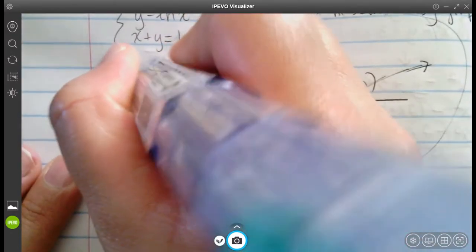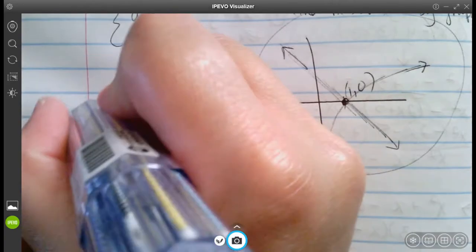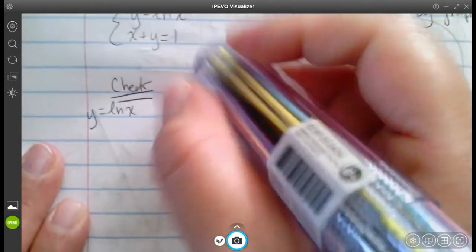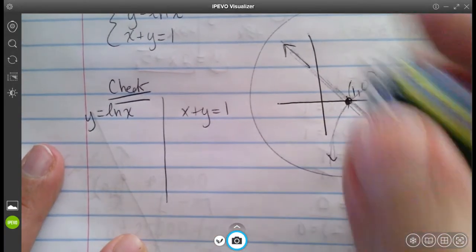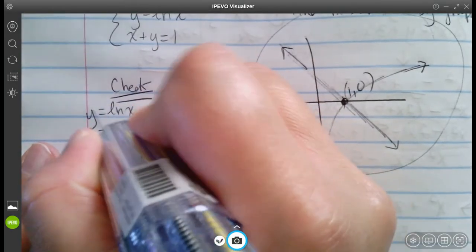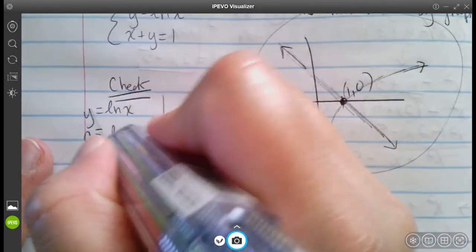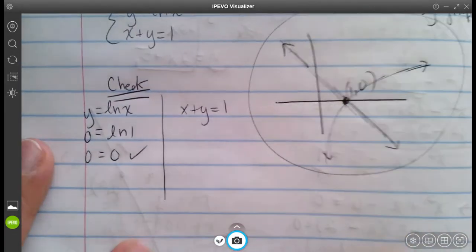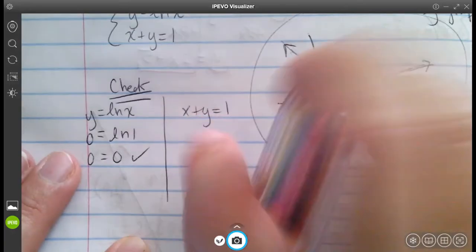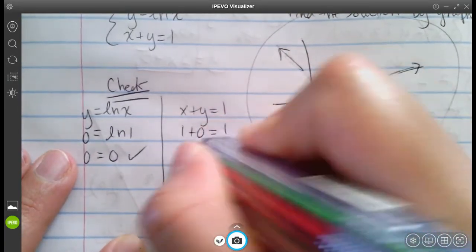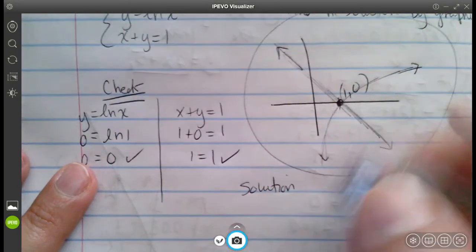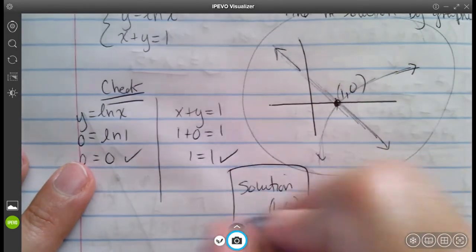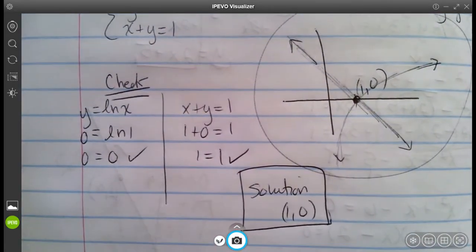So for the check, remember we take our equations, y equals ln of x, and then x plus y equals 1, and we just plug those numbers in. Okay, so my y is 0, so 0 equals ln of 1, which is true because ln of 1 is equal to 0. In case you forgot, you can look it up, it's in your notes. x plus y would be 1 plus 0 equals 1. So 1 equals 1. So it looks like our solution is in fact 1 comma 0. Easy as that.